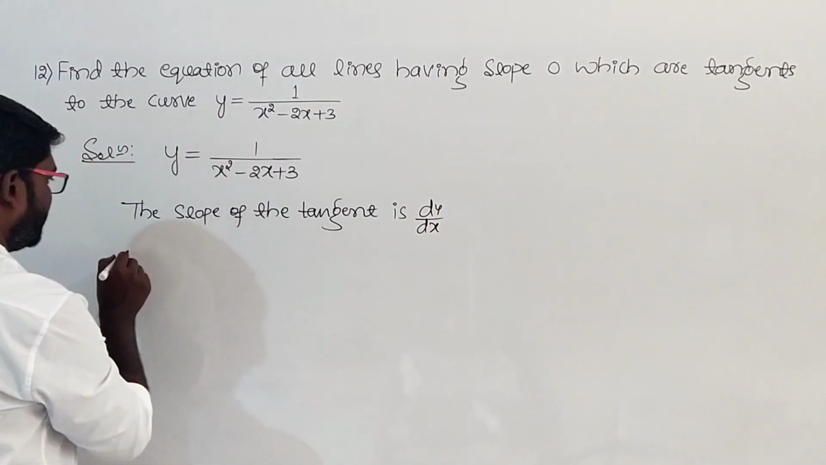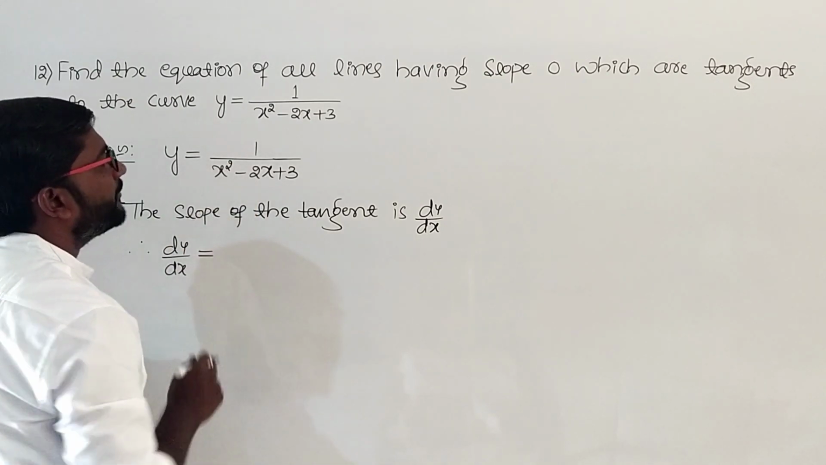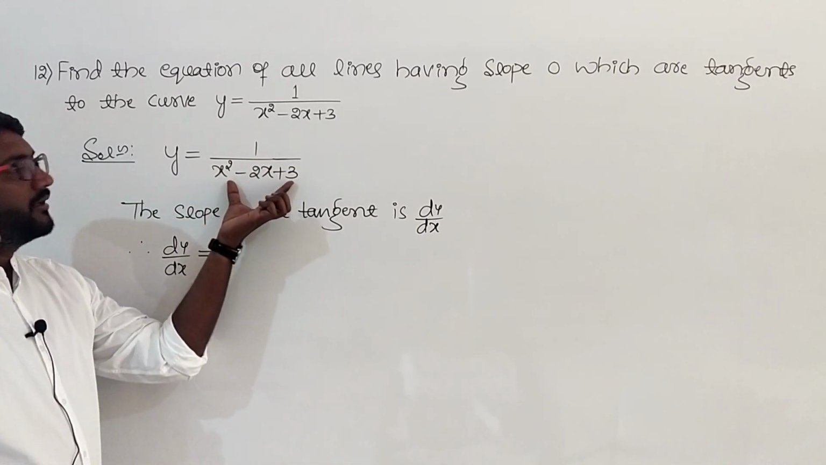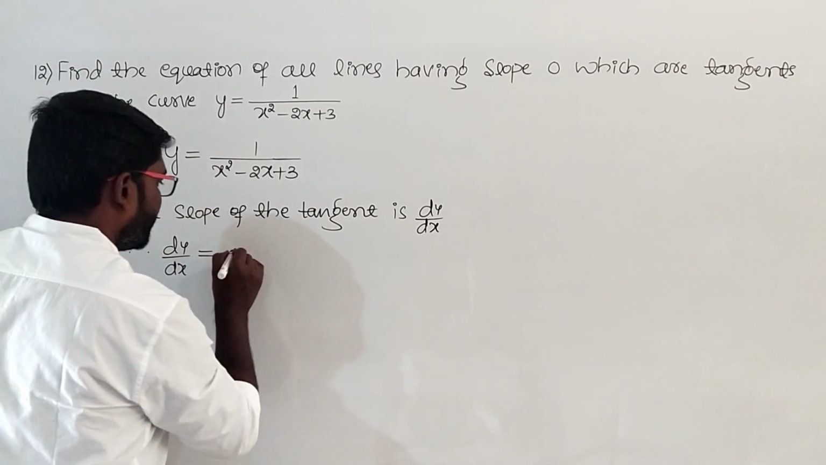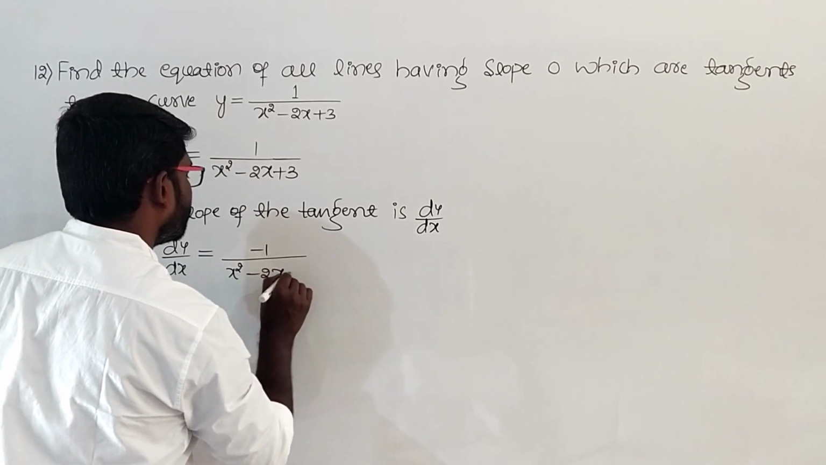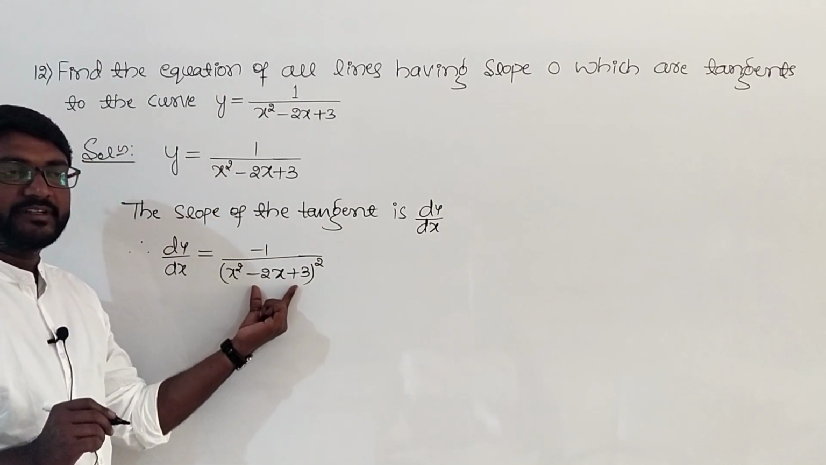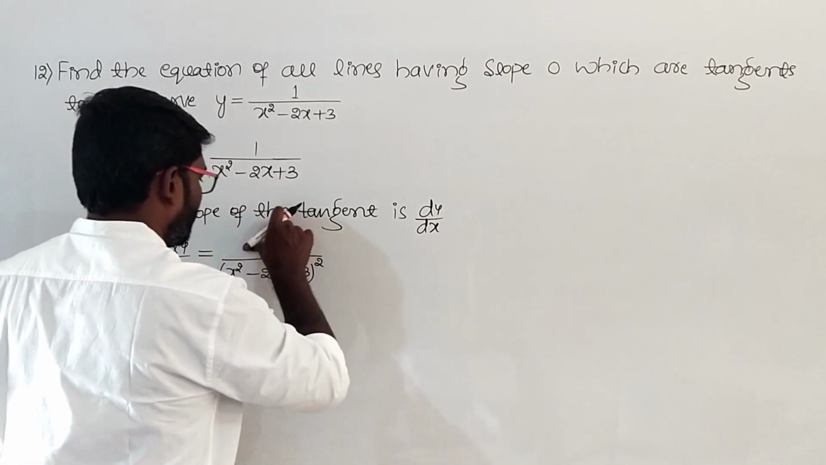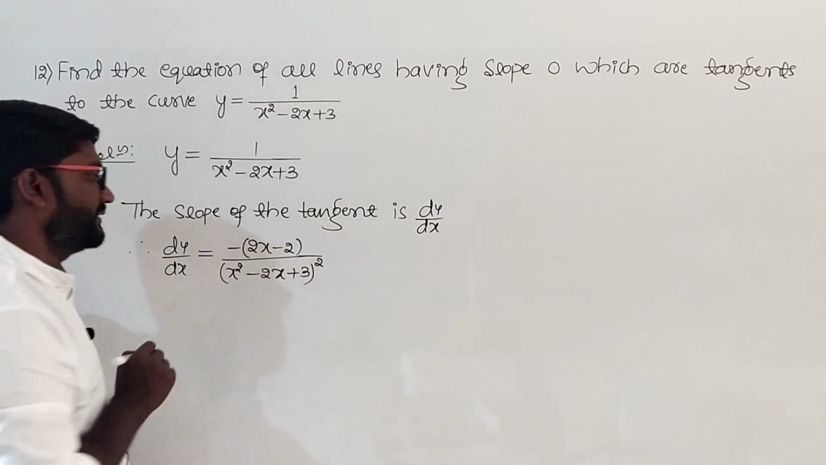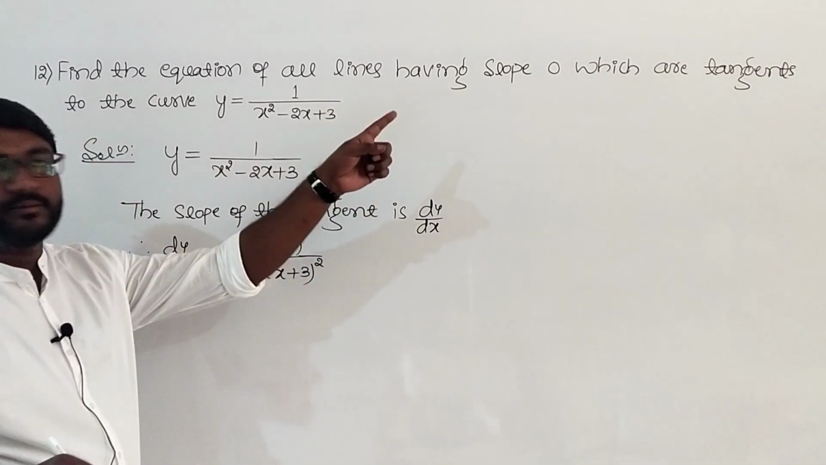Therefore dy by dx equals, it is in the form of 1 by x. What is the derivative of 1 by x? It is minus 1 by x square, and you have to take the derivative of the denominator once again. So it is minus 1 divided by x square minus 2x plus 3 the whole square. Then the derivative of the inside function gives 2x minus 2. So overall you get minus of 2x minus 2. This is the slope of the tangent. Next we have to equate this with 0 because he has given the slope as 0.